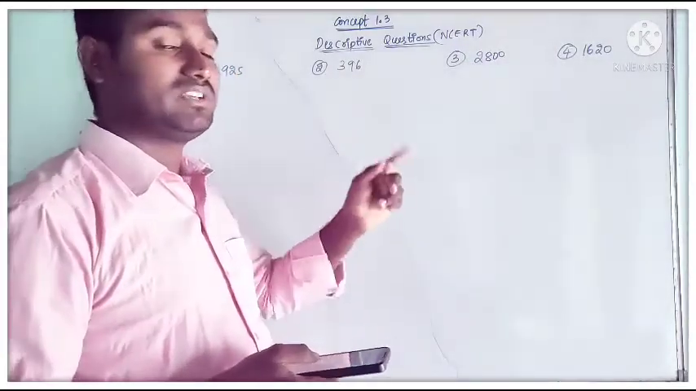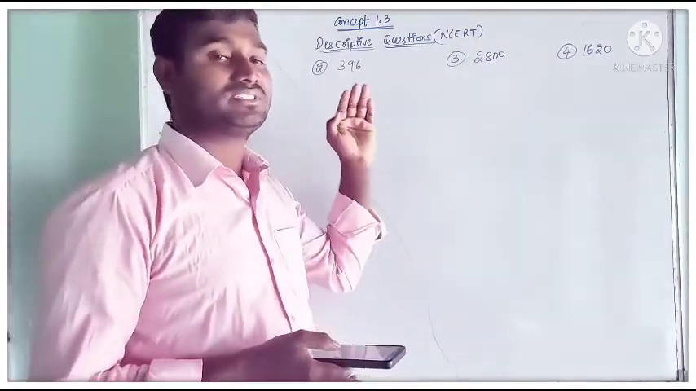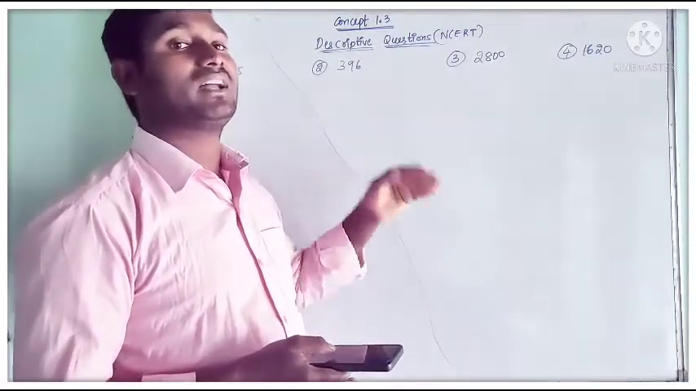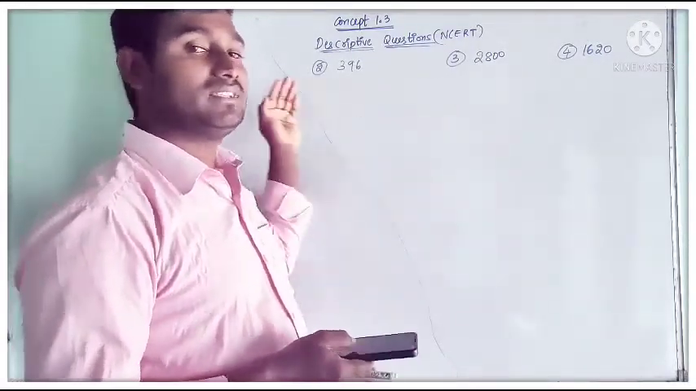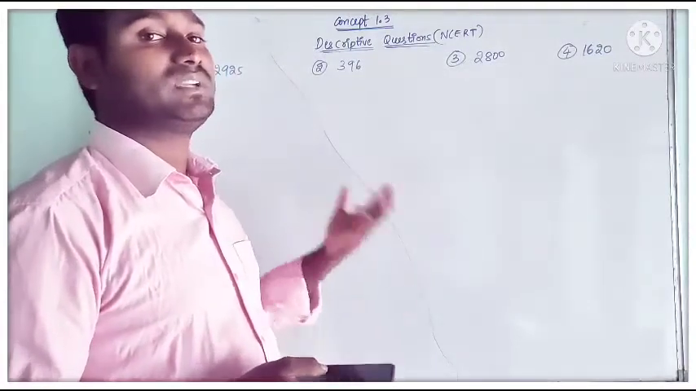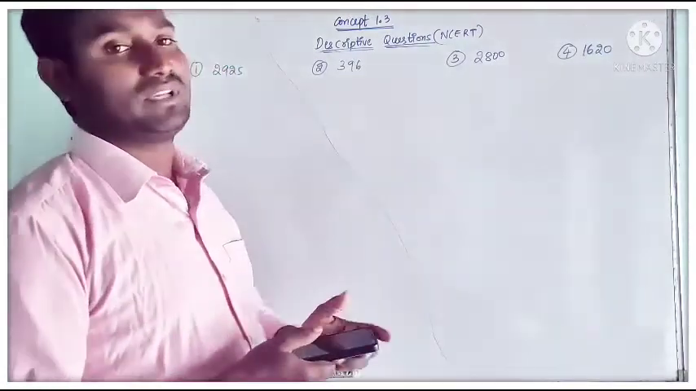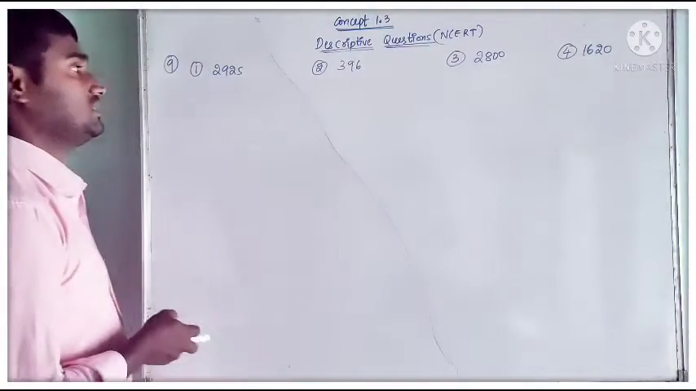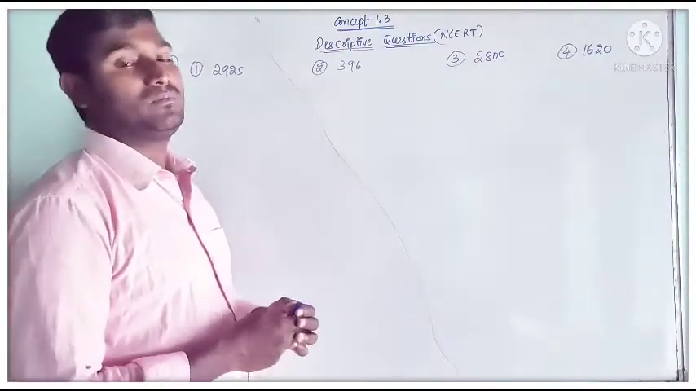Okay. In the previous question I said that if the smallest number is divided by or multiplied by the given number, it becomes a perfect square, which means we need to do the prime factorization. Yes, here also we need to do the same thing, we are going to do prime factorization only.